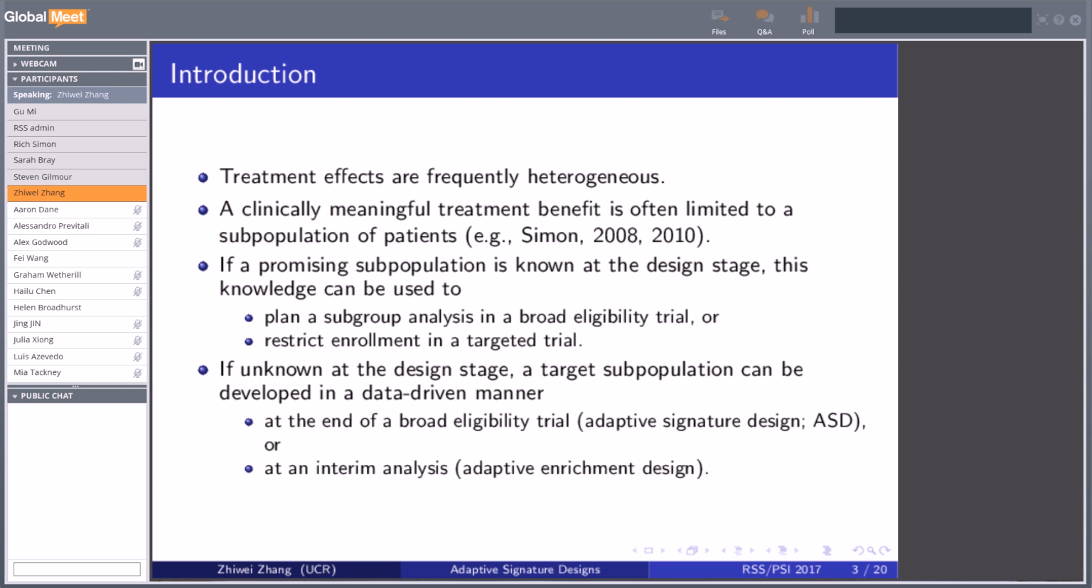Instead, we may only have a vague idea about a possible subpopulation based on a collection of basic covariates, such as biomarkers, demographics, and clinical measurements. In that case, a target subpopulation can be developed in a data-driven manner, either at the end of a broad eligibility trial or at an interim analysis with the possibility of restricting subsequent enrollment. These designs are known as adaptive signature and enrollment and enrichment designs, respectively.